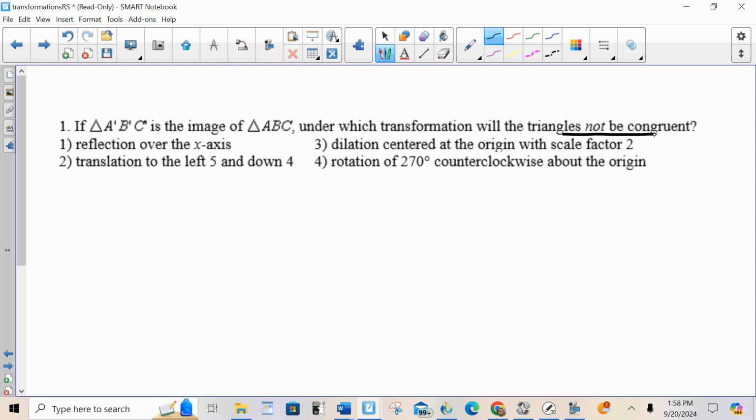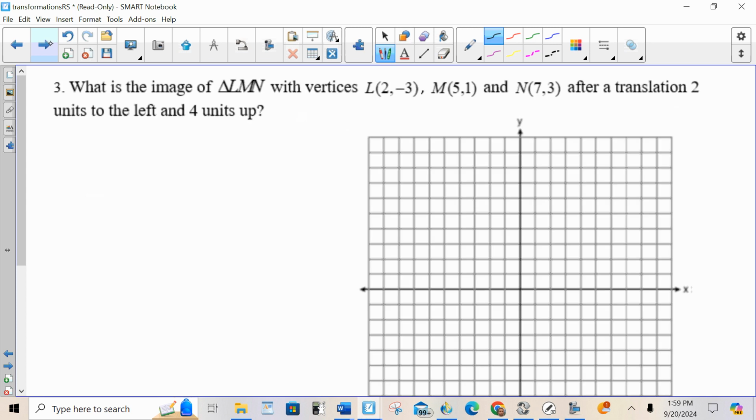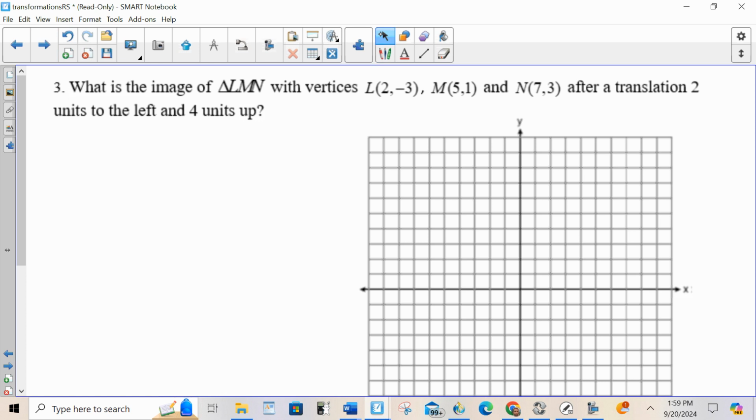all rigid motions produce a congruent figure. They all produce a congruent figure except for a dilation. So if it ever says which does not produce a congruent figure, the answer is always a dilation. Reflection, translation, rotation are rigid motions. A rigid motion preserves size and angle measure, producing a congruent figure. A dilation does not. You need to know how to do all the different types of transformations.